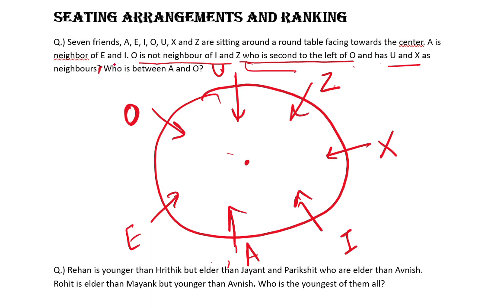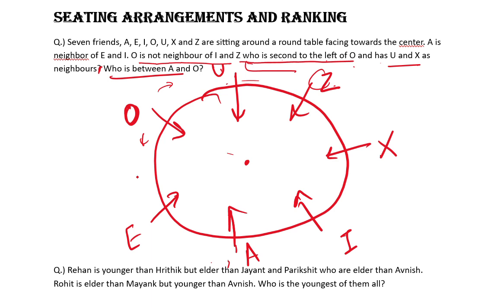A is neighbor of E and I. Done. O is not neighbor of I and Z. Fine. Z is second to the left of O. Yes, correct. This is left, this is right. Z is second to the left of O. This condition is also met. And Z has neighbors U and X. The last one is also met.